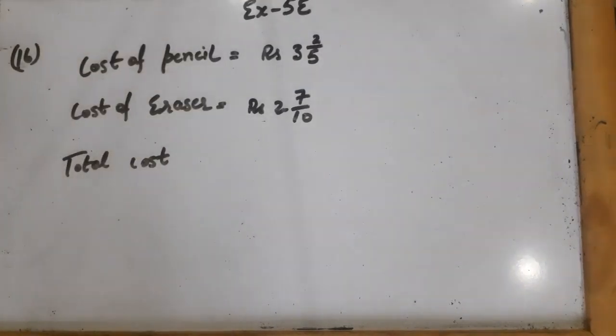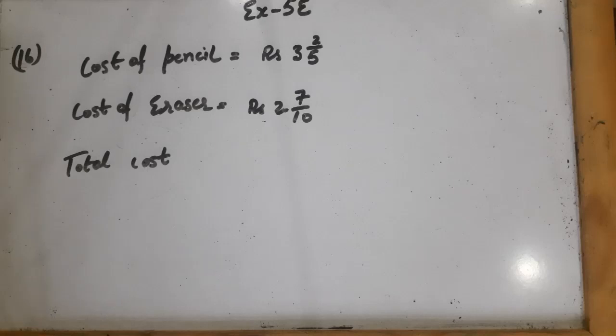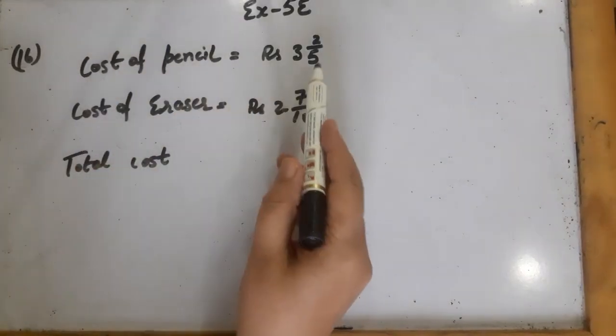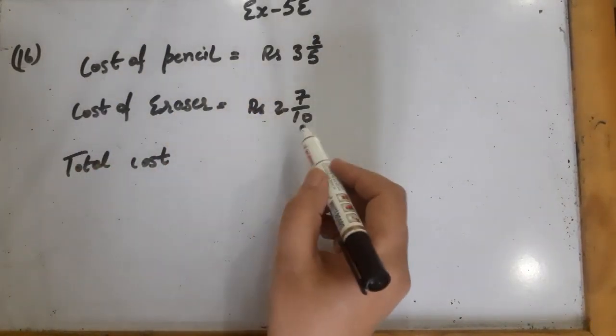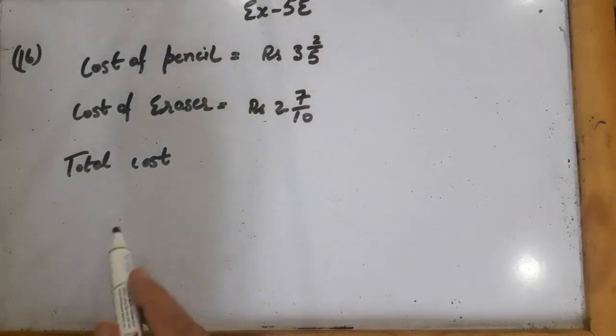Now come to the problem sums. Question number 16. They are saying Rohit bought a pencil for rupees 3 2 by 5, if you can see in the book, and an eraser for 2 7 by 10. What is the total cost of both the articles? So they have given you the cost of the pencil 3 2 by 5, cost of the eraser 2 7 by 10, and total cost.